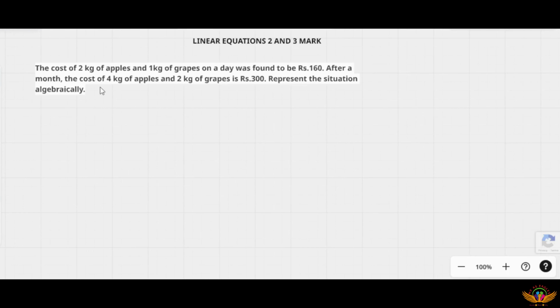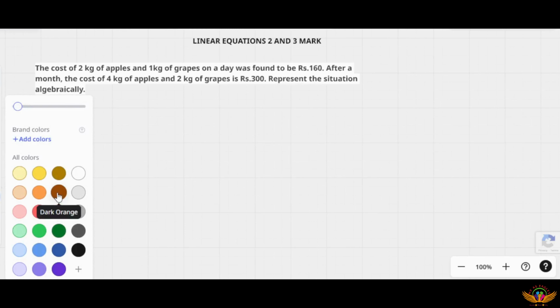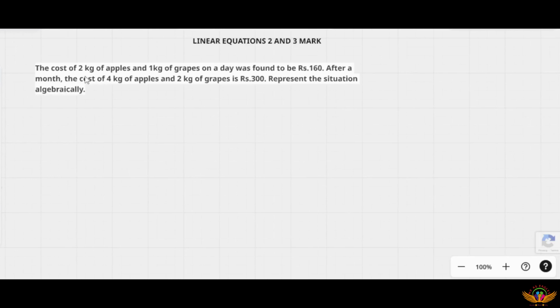All right, let us move to the first question. The cost of 2 kgs of apples and 1 kg of grapes on a day was found to be rupees 160. So they are giving information about the fruits. We don't know what the cost is. We have to assume here.